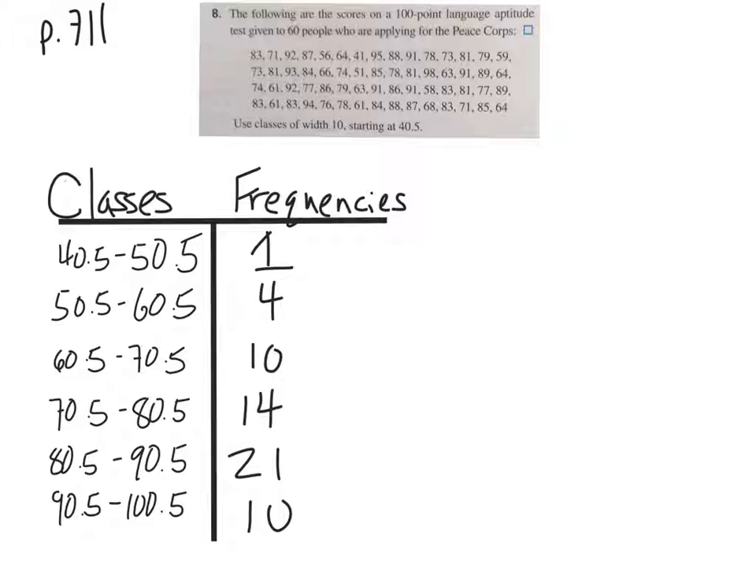Now notice this problem is not asking you for a frequency table at all. It's simply asking you for, I guess you don't even have the instructions there, but if you look at page 711, it is asking you for a histogram. That's what we're after here. Let me make sure that's clear.